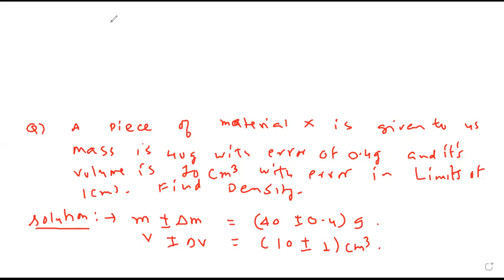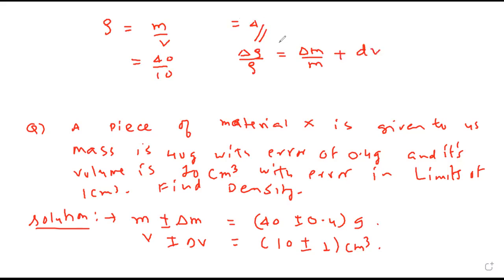Okay. We want density. So density rho is mass upon volume. That means 40 upon 10 equal to 4. Then we want error. Error in density upon rho is same, delta M upon M. See, I wrote delta because you are getting confused with D. So this time I'm writing delta plus dV upon V. Any doubt till this? Please copy this much.